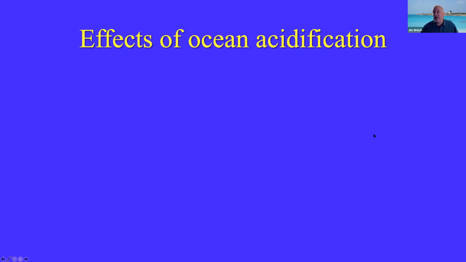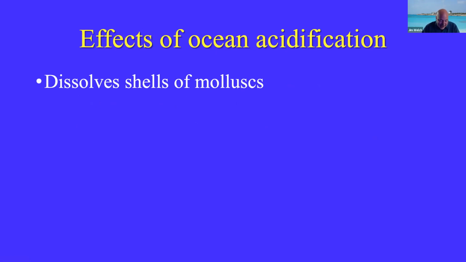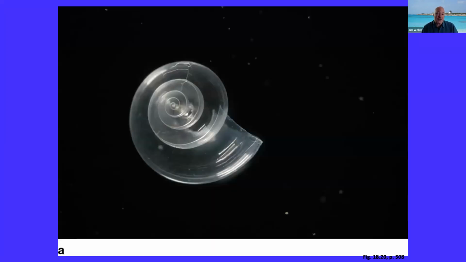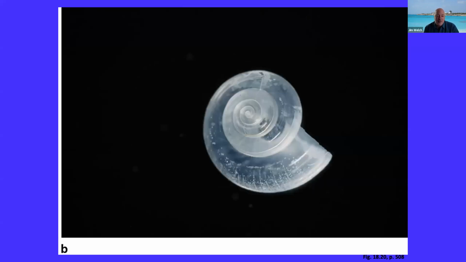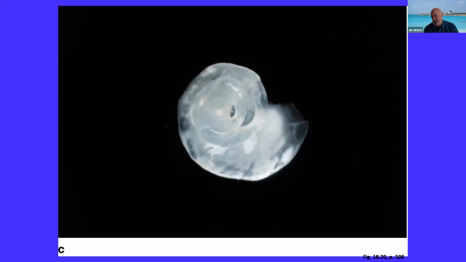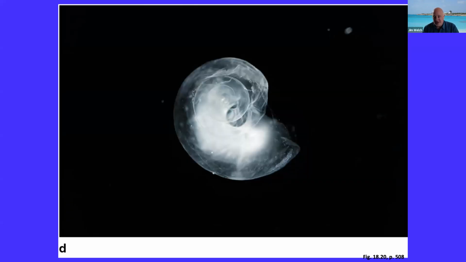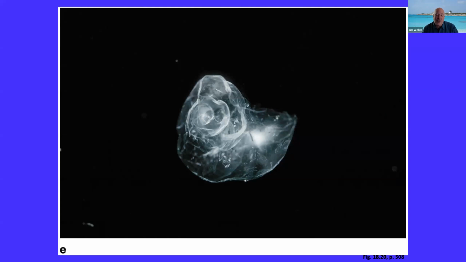All right, so what are the effects of ocean acidification? As this seawater gets more acidic, it's going to dissolve the shells of mollusks, of snails. It's going to make it harder for crabs to make hard shells. So this is a snail exposed to normal seawater. And then over time, as the water gets more acidic, it actually just falls apart. And so this is what's going to happen to some of the small planktonic snails that live in the oceans: their shells are just not going to be able to stay intact anymore.